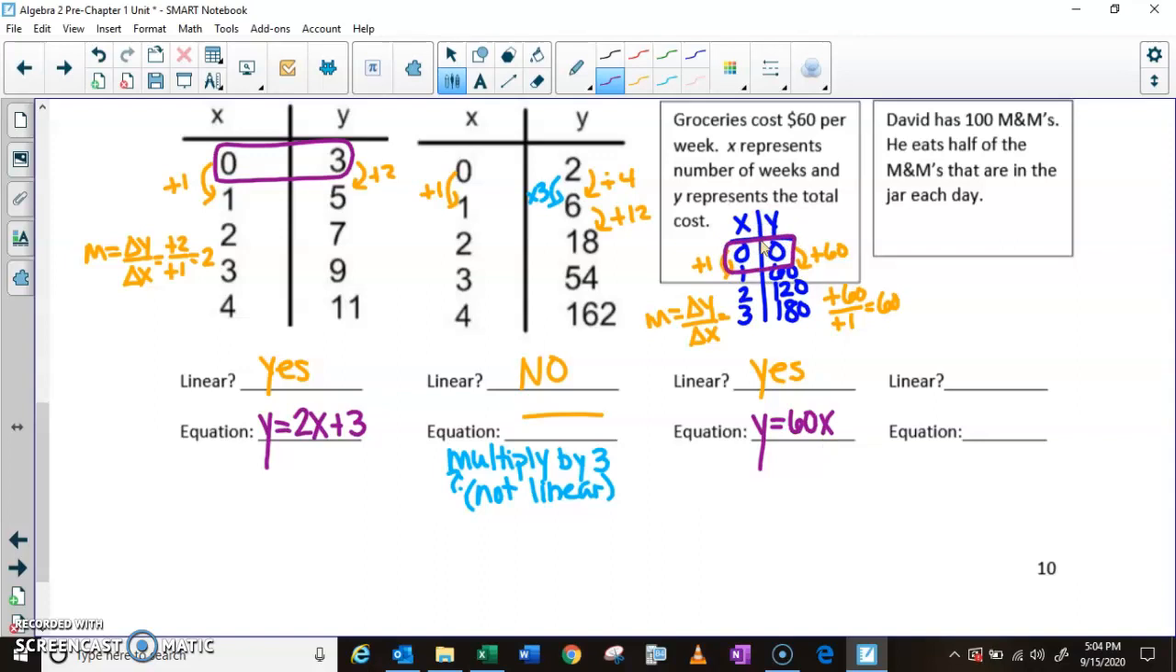And the last one, David has 100 M&Ms. He eats half of the M&Ms that are in the jar each day. Sounds good to me, but I wouldn't be eating M&Ms. It'd probably be Reese's Pieces. Okay, so let's make our table.